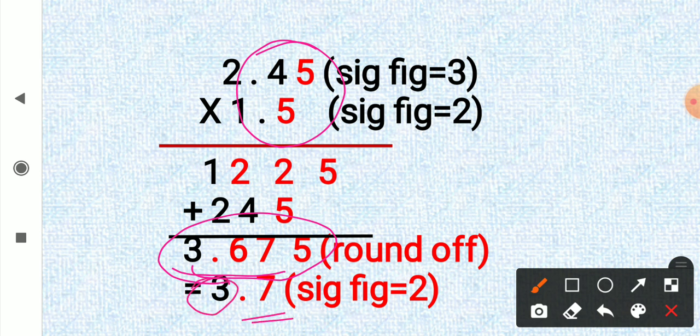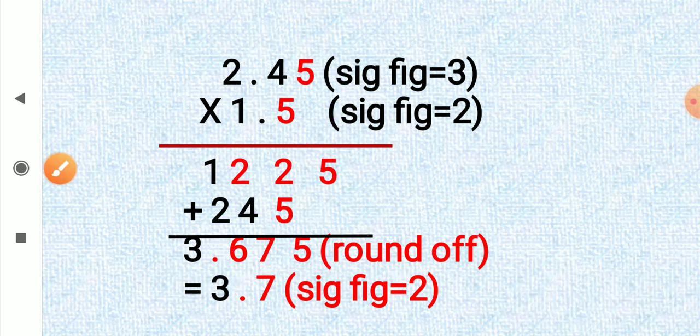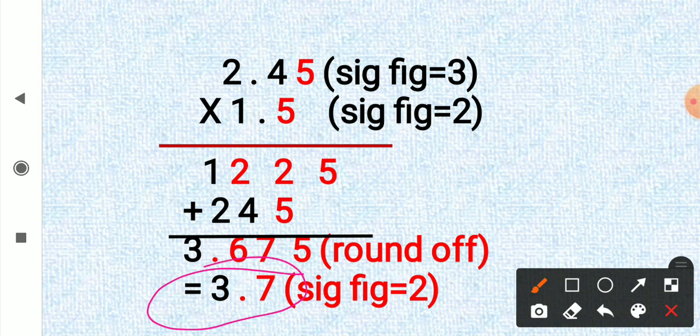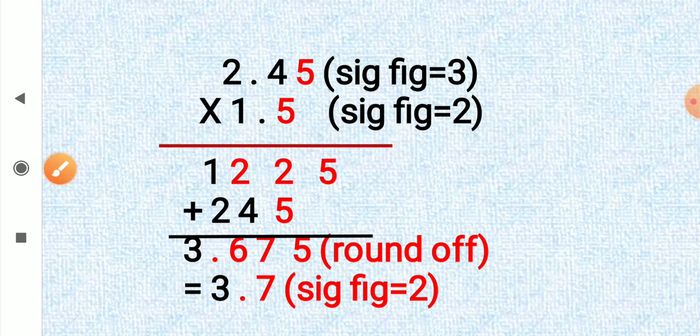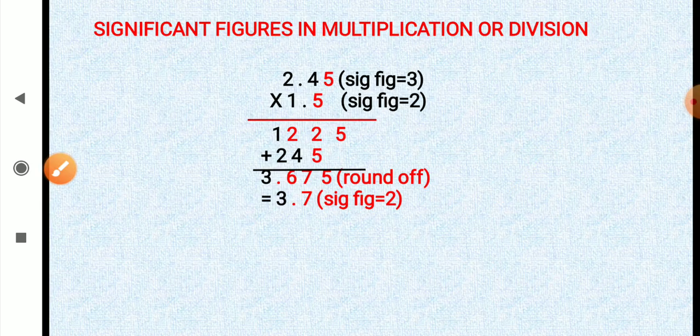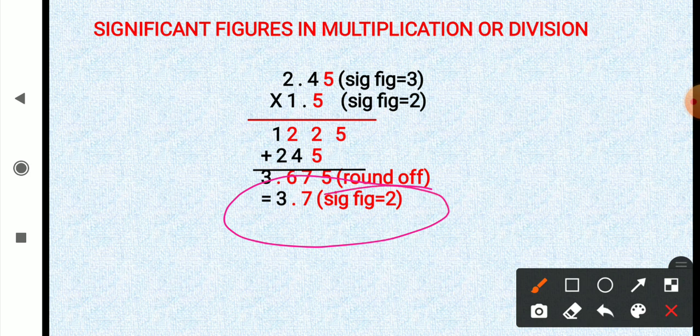only 1 unreliable place. And if you look at it, I have to drop this 7. And 7 is greater than 5. So I will do rounding off and add 1 to this 6. So now my result is going to be 3.7. Now this number has 2 significant figures. And the number with the smaller number of significant figures is this one, which is 2 only. So the product cannot have more significant figures than this one.